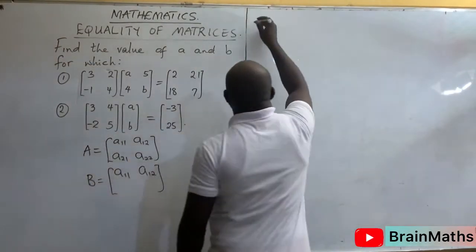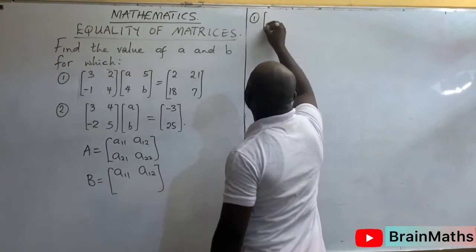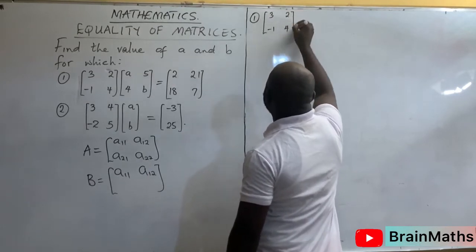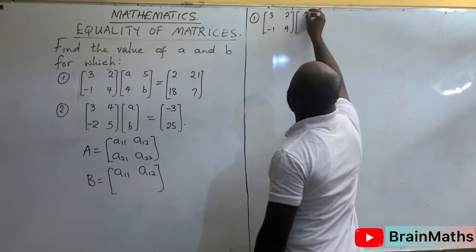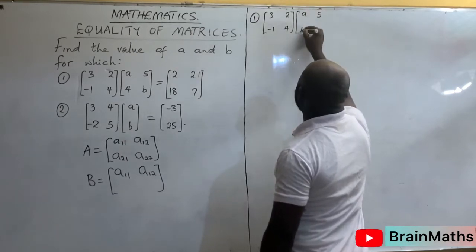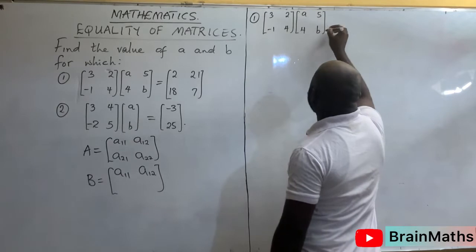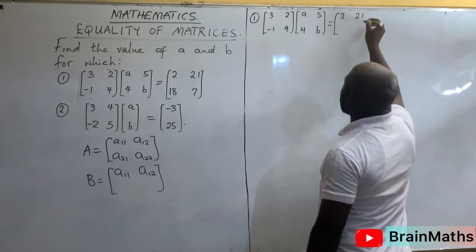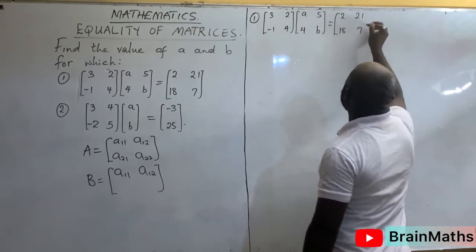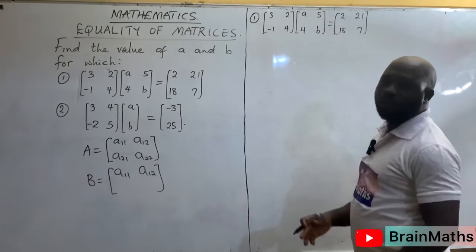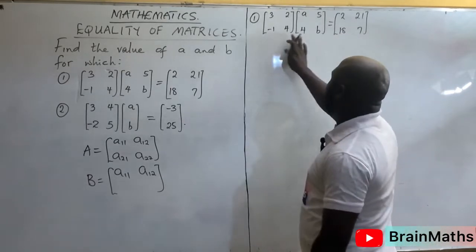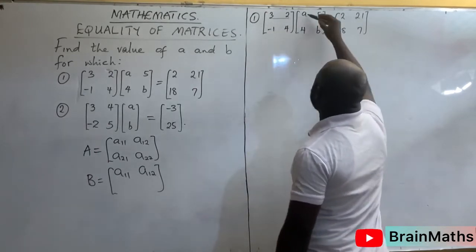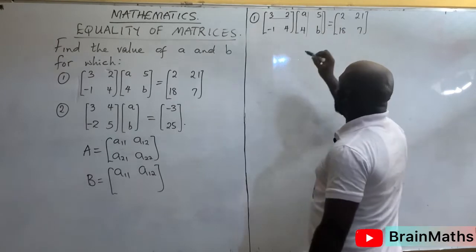Question number one says: the matrix 3, 2, minus 1, 4, times the matrix A, 5, 4, B, is equal to the matrix 2, 21, 18, and 7. So, the first thing we are going to do here is to multiply these two matrices together. We'll be using this first row to multiply this first column and then the second column. So, let's do that.